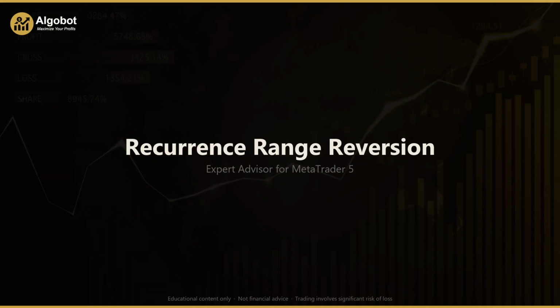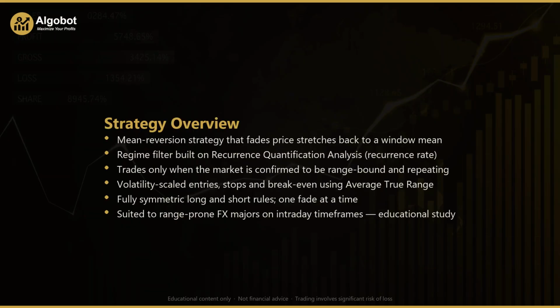Let's get into it. Let's start with the big picture. Recurrence range reversion is a mean reversion strategy. That means it doesn't chase moves. Instead, it looks for prices that have stretched away from a central value, and it aims to fade them back toward that value. The central value here is simply the average of the last 48 closing prices, which the strategy calls the window mean.